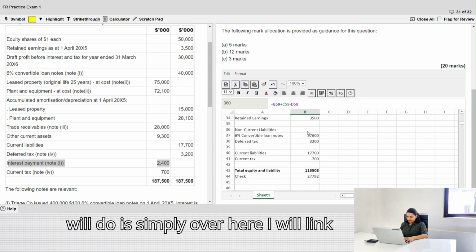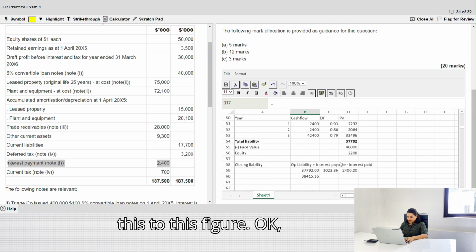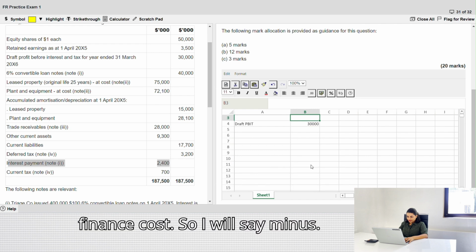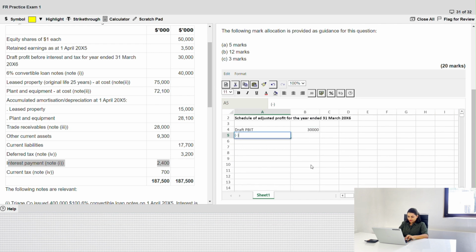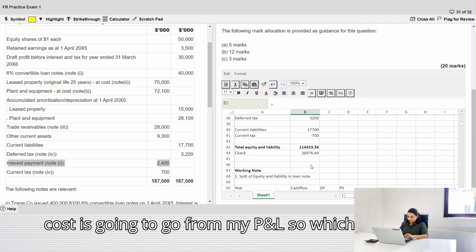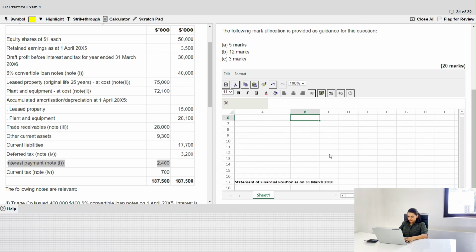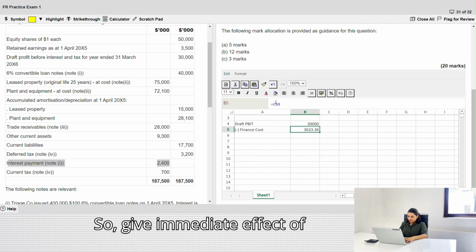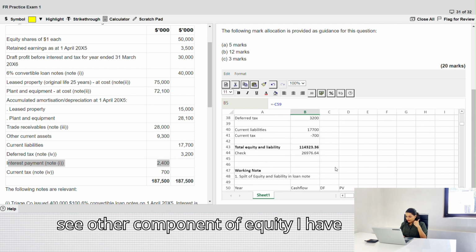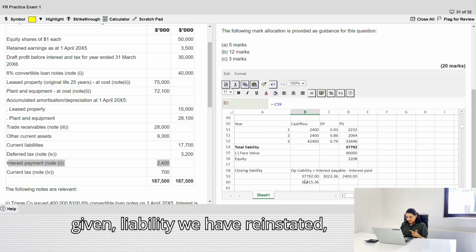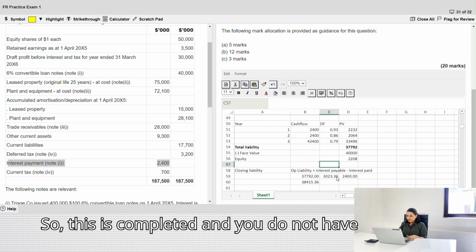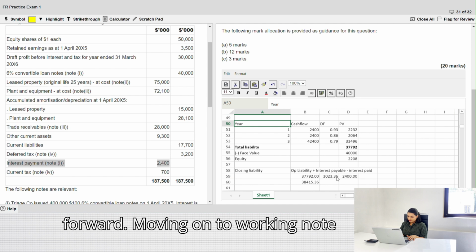So what I will do is simply over here I will link this to this figure. Okay. But I have to also account for finance cost. So I will say minus finance cost. So total finance cost is going to go from my P&L, which will be 3032. So give immediate effect of all your adjustments. So you can see other component of equity I have given, liability we have reinstated, interest expense also we have accounted. So this is completed and you don't have to bother about this adjustment going forward.